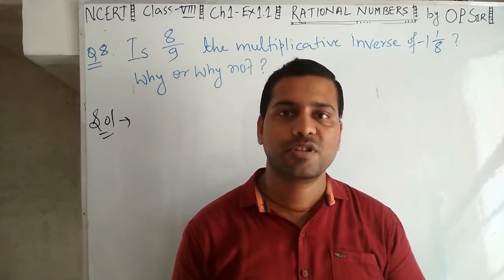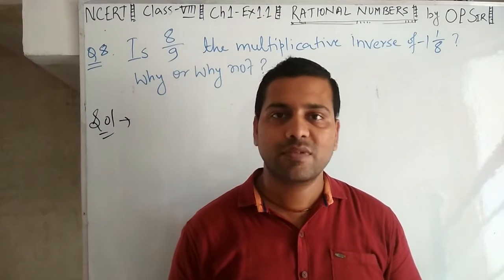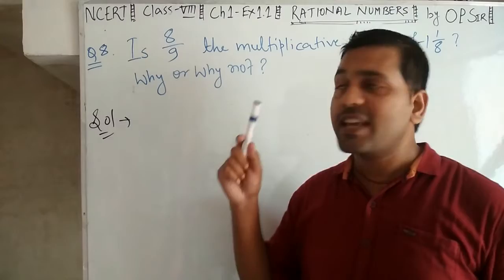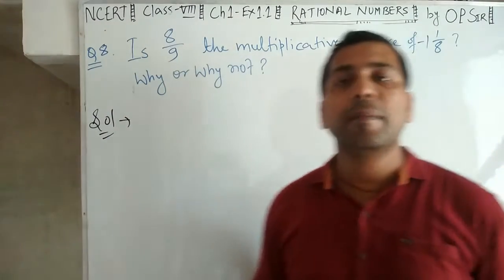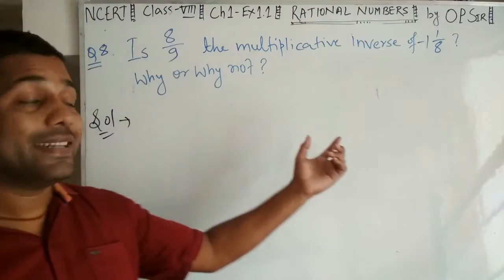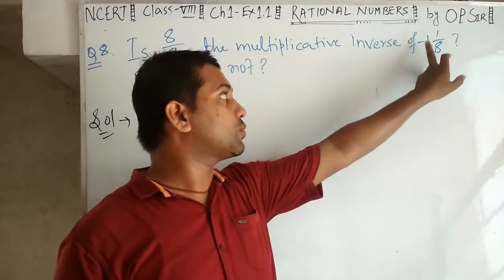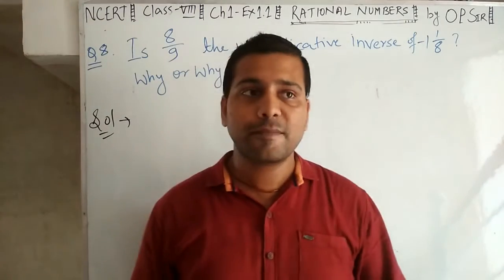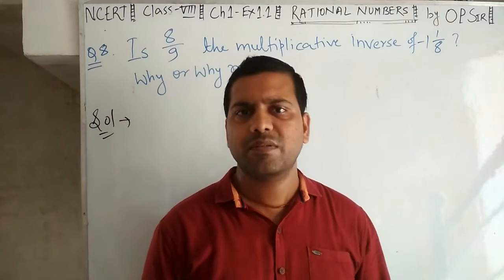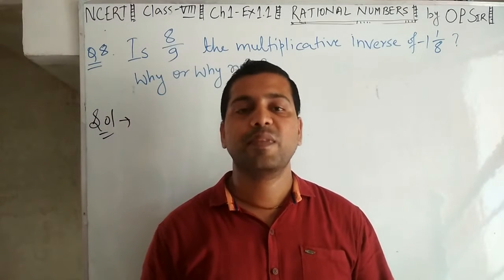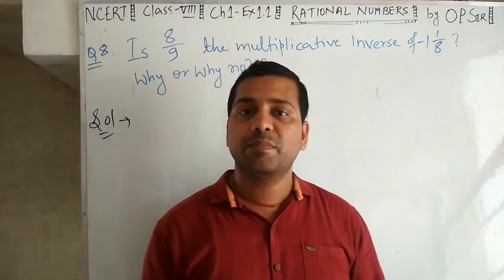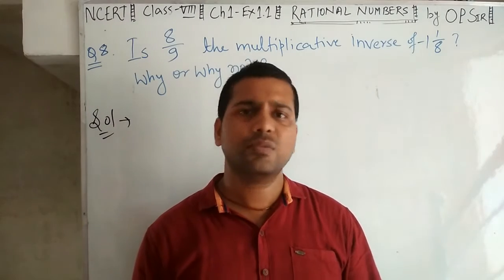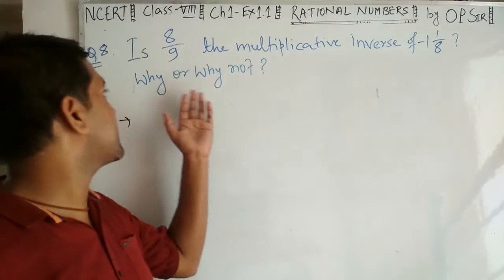Dear students, we will be discussing question number 8 of exercise 1.1, chapter Rational Numbers, of standard 8. Here you can see the question is: is 8 upon 9 the multiplicative inverse of minus 1 whole 1 upon 8? For this question we have to know what a multiplicative inverse is. We have discussed in the theory classes already that a multiplicative inverse is nothing but the reciprocal of a number. Okay, so we will see that, and the next part of the question is why or why not.